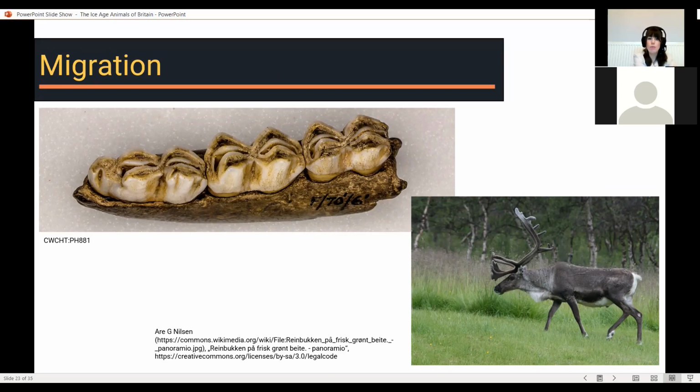And the way that they did that was looking at strontium isotopes. So they sampled the strontium isotopes from the reindeer and bison teeth. So the strontium isotopes found in the teeth are a reflection of the water that the animals were drinking in an area. And the strontium isotopes of the water are a reflection of the strontium in the local geology. So the strontium is incorporated in the teeth when the teeth are actually growing.